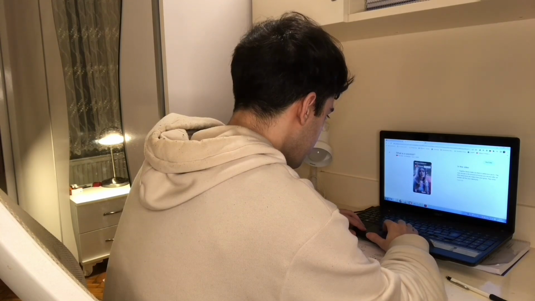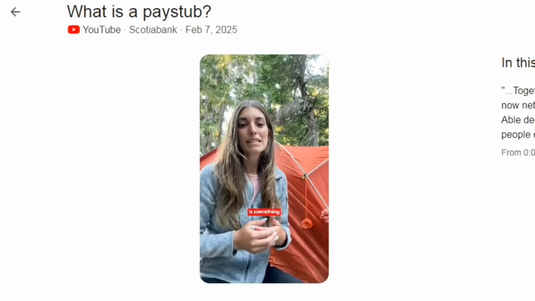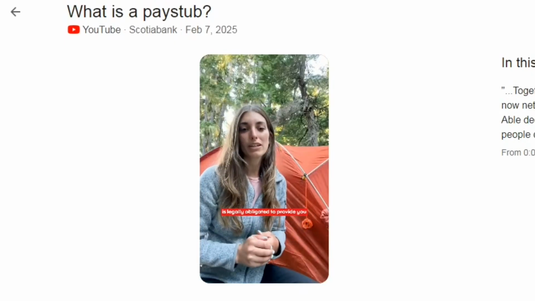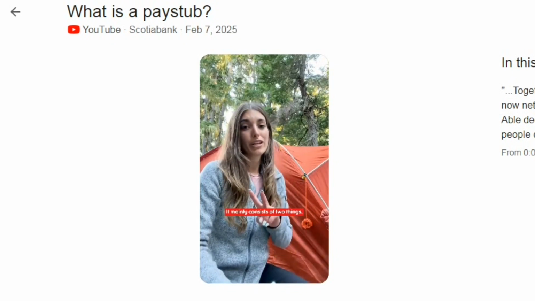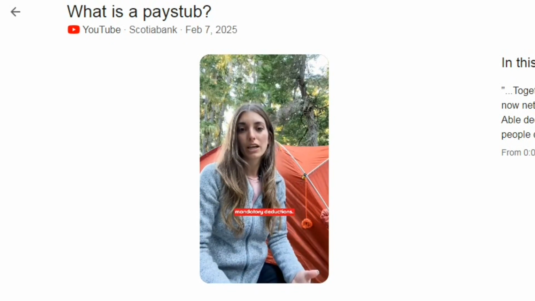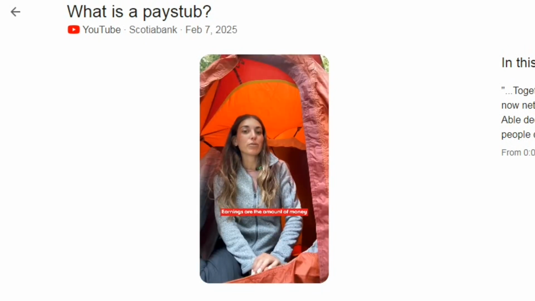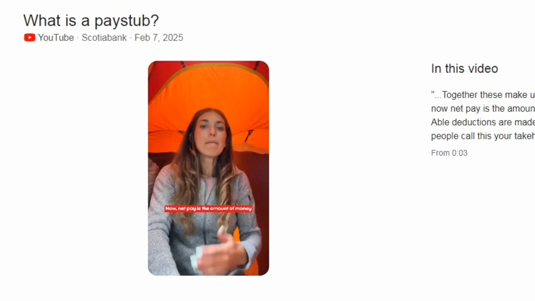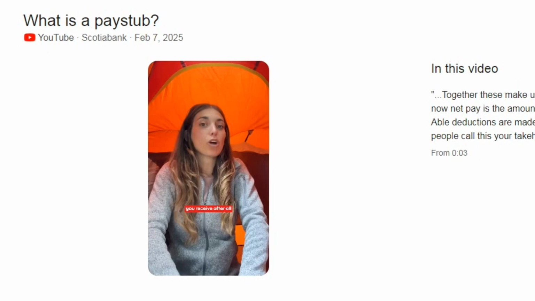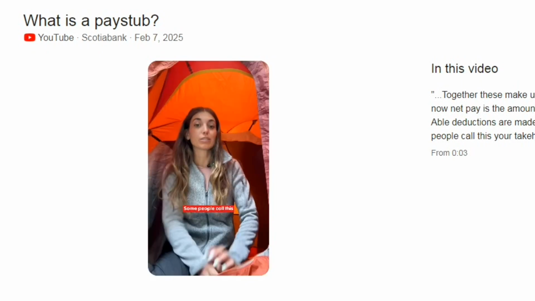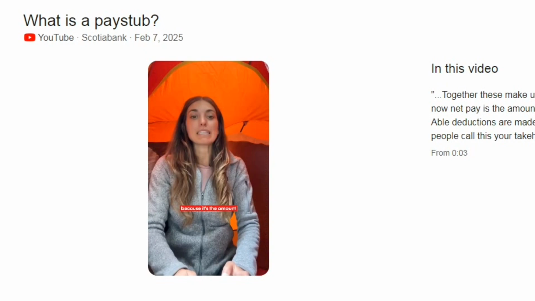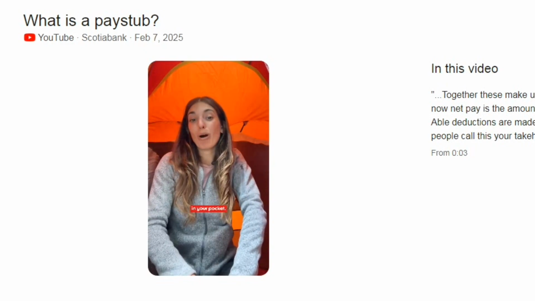Let's talk about it. Your pay stub is something that your employer is legally obligated to provide you every time you get paid. It mainly consists of 2 things: earnings and mandatory deductions. Earnings are the amount of money you earn for the period you work. Now, net pay is the amount of money you receive after all applicable deductions are made from your gross pay. Some people call this your take-home pay, because it's the amount that actually ends up in your pocket.